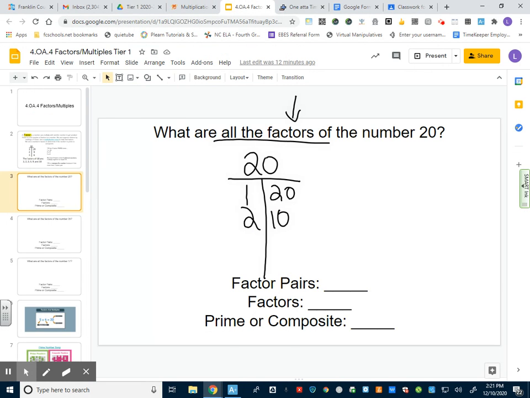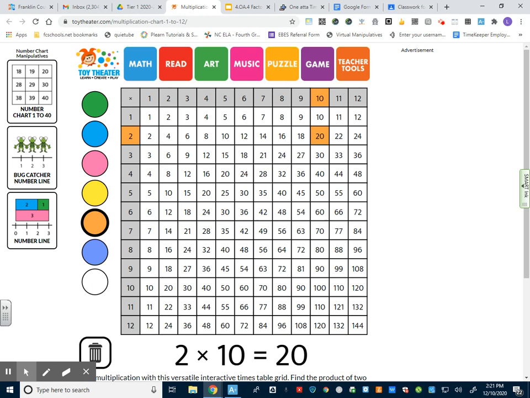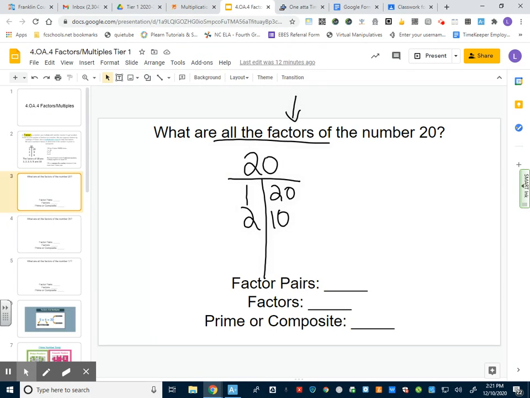So now I'm going to go to my 4's tables. Well, if I look, 4 times 5 equals 20. So I'm going to add that to the list, 4 times 5. Well, naturally, if I go to my next number, 5, it's going to be 5 and 4, which I had just put right here, so I know I'm finished. I have found all the factors. So now I can answer any of the questions below.